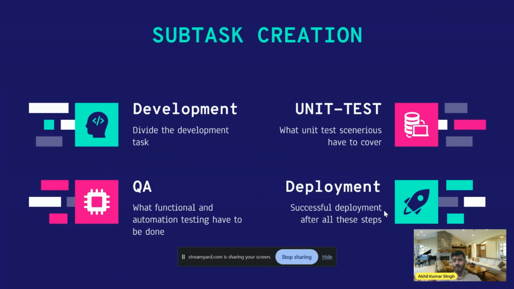And what do we do in the subtask creation? We have a development task, a unit test case task, a QA task, and a deployment task. In the development task, we divide what should be covered on the front end or the back end, so we can focus on individual things. Same for the unit test cases. In QA, we have to perform functional testing and automated testing. And in the end, we do deployment.